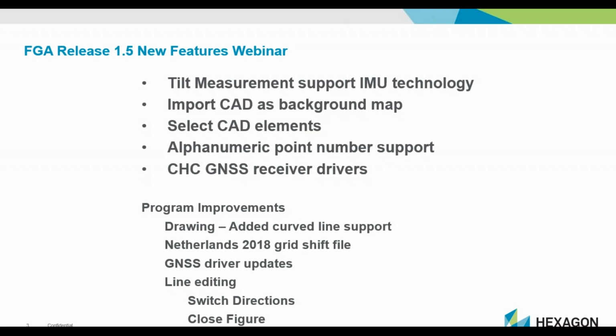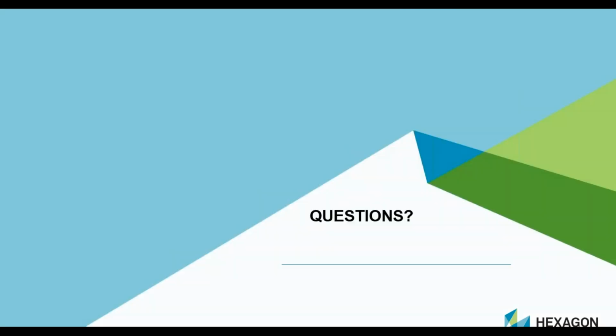As we go along, we also made some program improvements. We added some additions to support drawing curved lines, 3 points in a curve. This is an expansion of what we added in our last release in being able to measure curves. And just some updates for grid shift files. We did some driver updates and added a few nice new features on our line editing to just make it simpler to use: switch directions on an active line and close a fade. So those are the new features that we've added into 1.5 and I want to demonstrate.